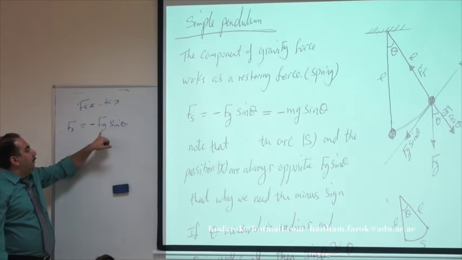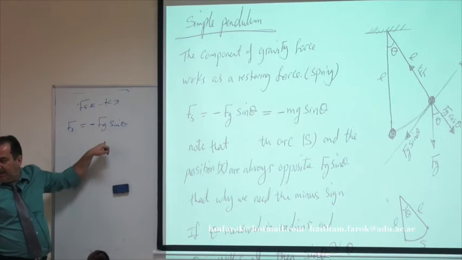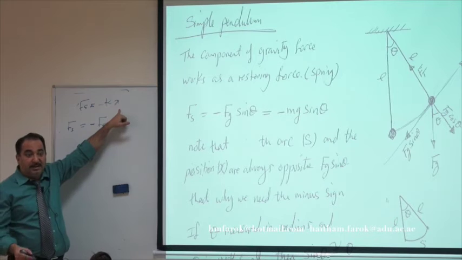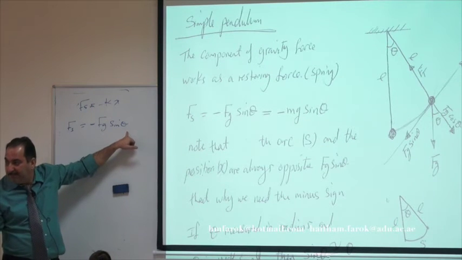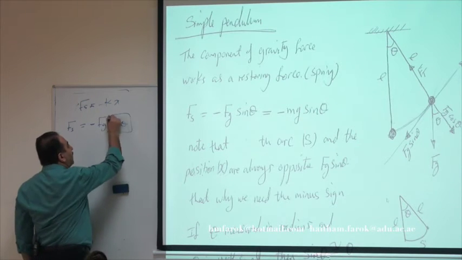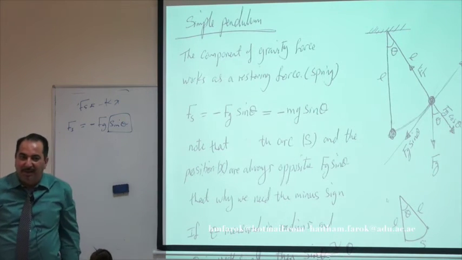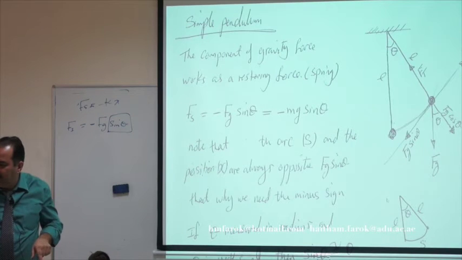I can think of the kappa as mg, yes? Constant, constant. But what's the difference? This is x, linear. This is sine theta, non-linear. But if I make this one linear, then they match or not?